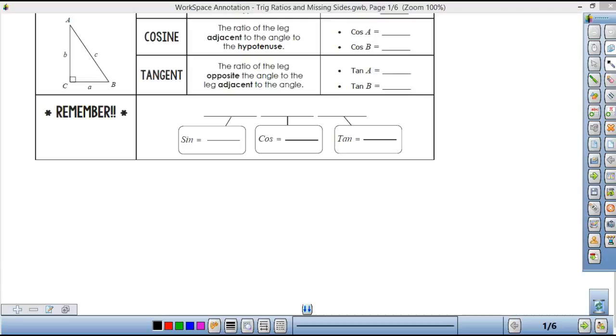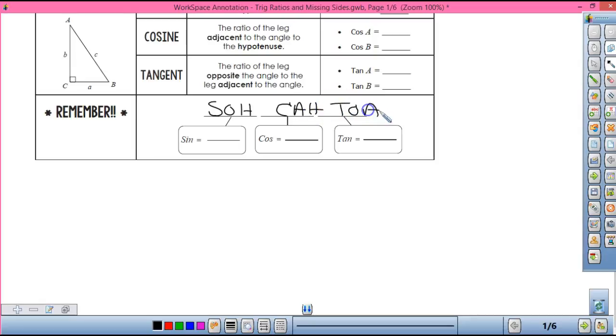My little abbreviation, or my way of remembering what my ratios are: SOH CAH TOA. And what does it mean? It means that sine is opposite over hypotenuse. Cosine is adjacent over hypotenuse. And tangent is opposite over adjacent. Okay, so if we remember that.